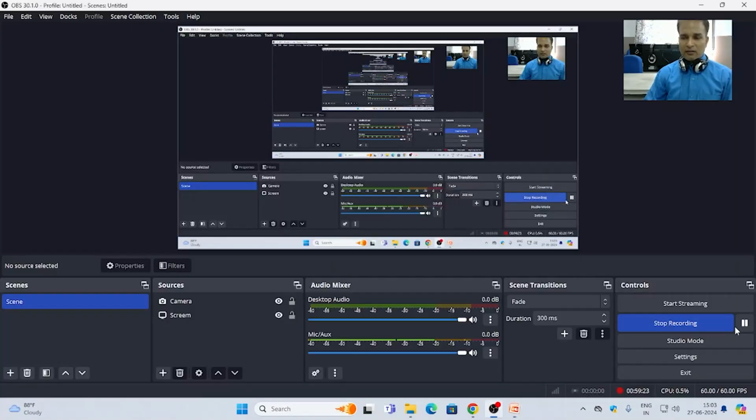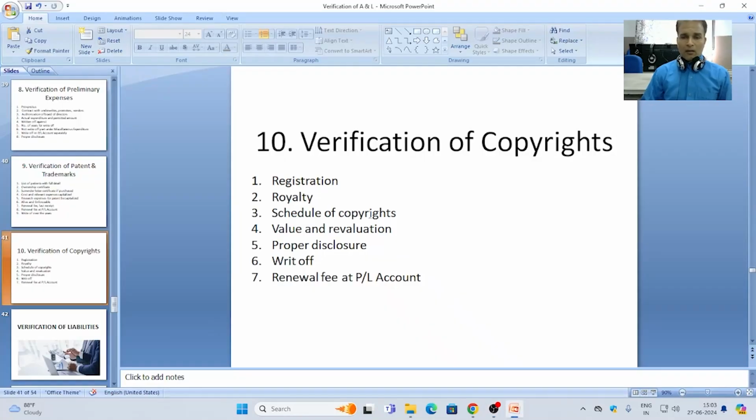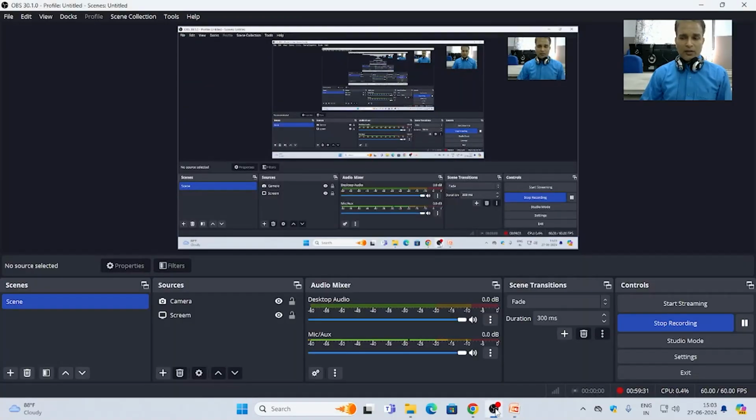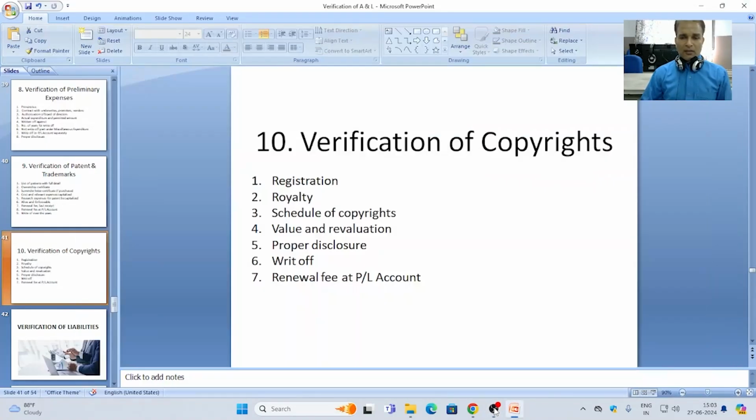Regarding various numbers of copyrights, the auditor is required to get a list or schedule of copyrights with full detail. By this, he can observe how many copyrights there are, and which is the oldest, which is the current, and which is of middle time duration.